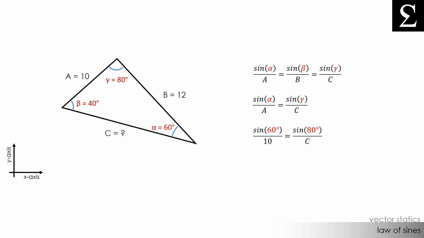So if we plug in 60 degrees for angle alpha, 10 for side A, and 80 degrees for angle gamma, we could easily determine by algebra the length of side C. So the length of side C would be equal to 11.37 units.